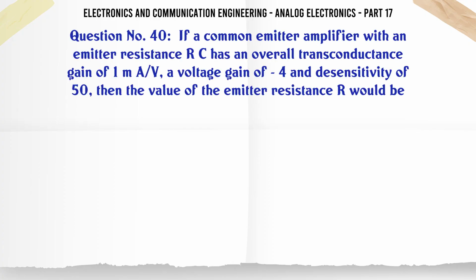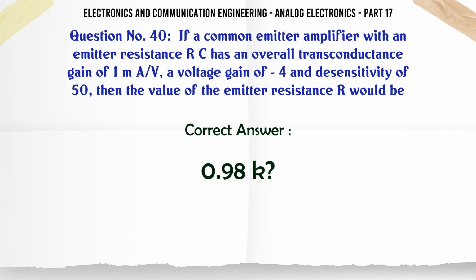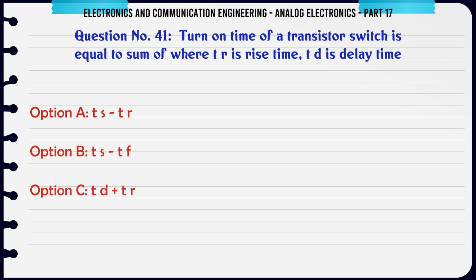If a common emitter amplifier with an emitter resistance RE has an overall transconductance gain of 1 mA/V, a voltage gain of 4 and desensitivity of 50, then the value of the emitter resistance RE would be: A. 50K, B. 0.98K, C. 50, D. 0.98. The correct answer is 0.98K.